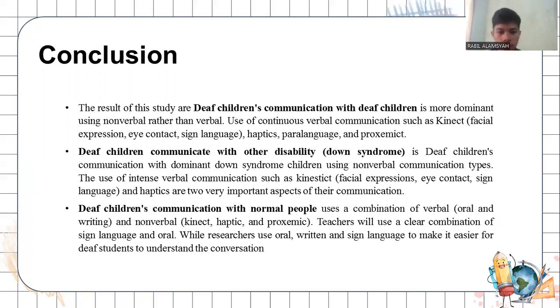The last thing is deaf children's communication with normal people, which uses a combination of verbal communication such as oral and writing, and non-verbal communication: kinesthetic, haptic, and proxemics. In this research, the teacher uses a clear combination of sign language and oral, while researchers use oral, written, and sign language to make it easier for deaf students to understand their conversations.